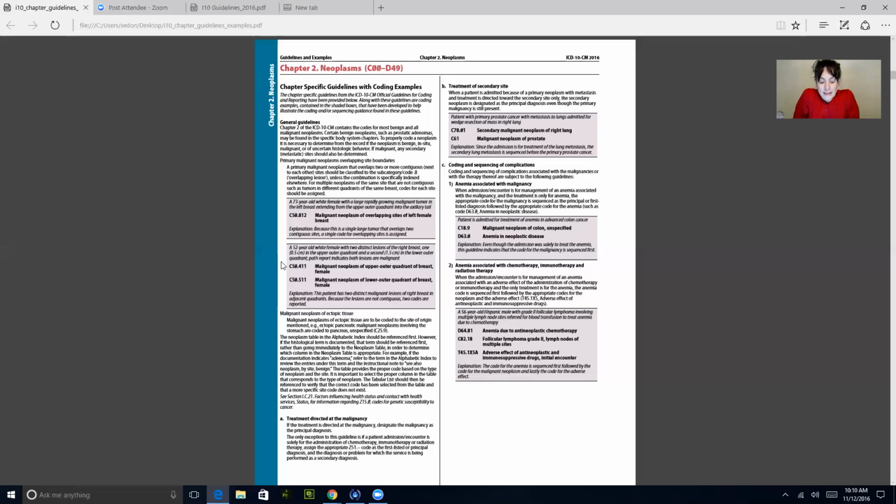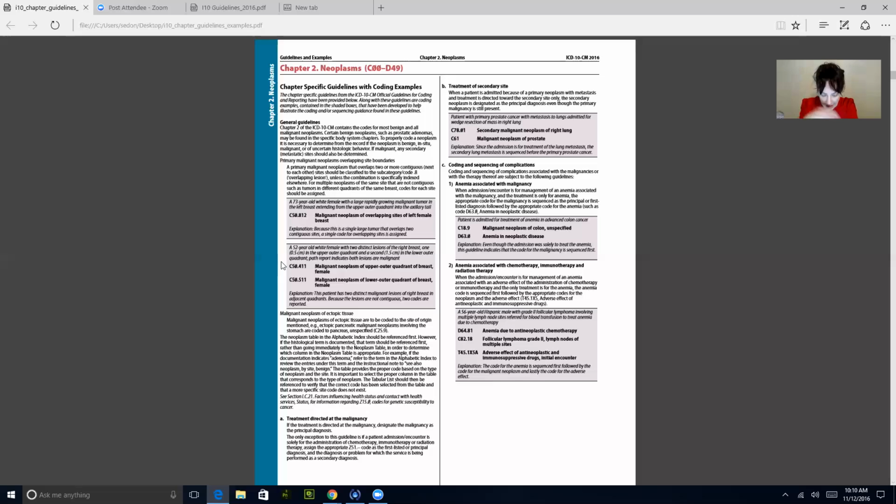Moving on, treatment directed at the malignancy. If the treatment is directed at the malignancy, designate the malignancy as the principal diagnosis. The only exception to this guideline is if the patient admission encounter is solely for the administration of chemotherapy, immunotherapy, or radiation therapy. Then we'd assign the appropriate Z51 code as the first listed or principal diagnosis, and the diagnosis or problem for which the service is being performed is a secondary diagnosis. So I would definitely highlight this and study this little section right here.